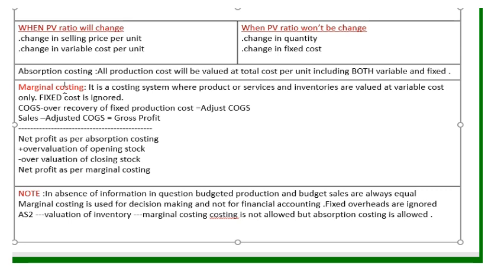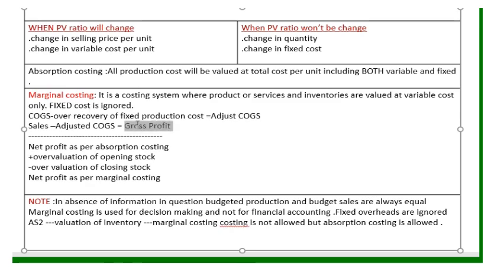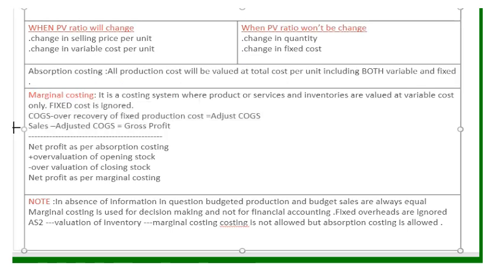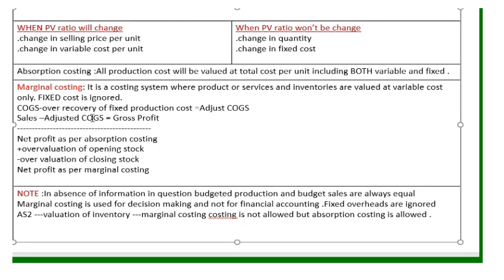Next point, while doing problems, we always come across these things; you have to remember them. Cost of goods sold minus over recovery of fixed production overhead is equal to adjusted COGS. Sales minus adjusted COGS is equal to gross profit. These two points always come across in the problems while solving.